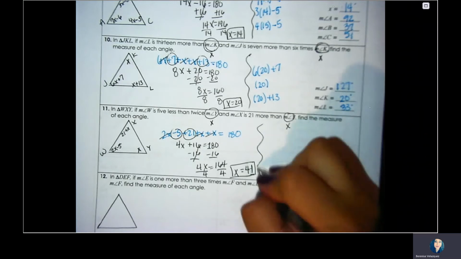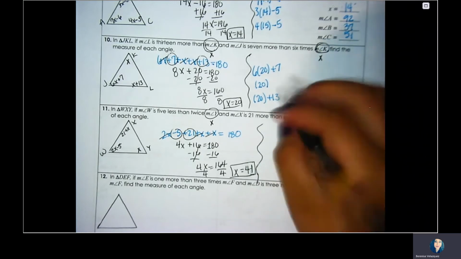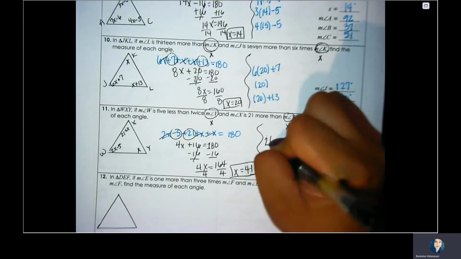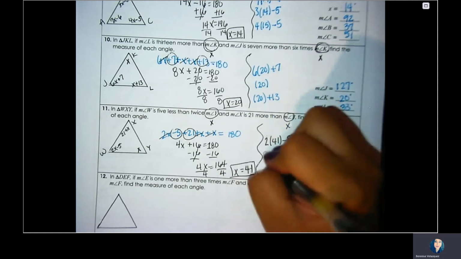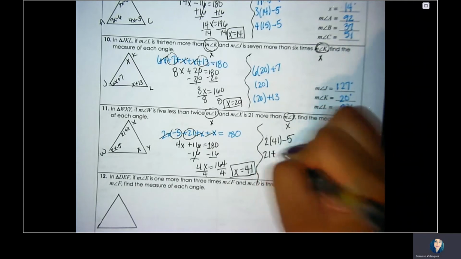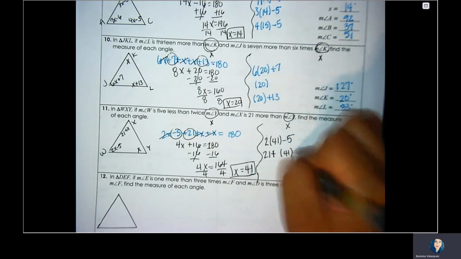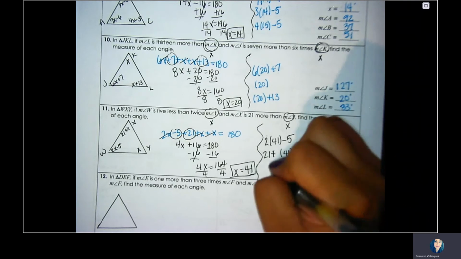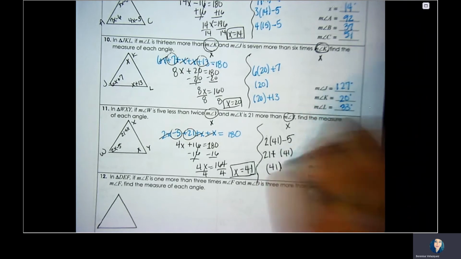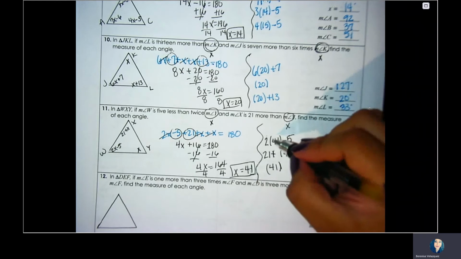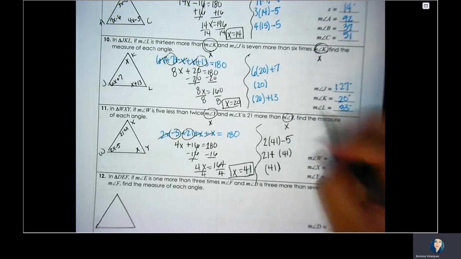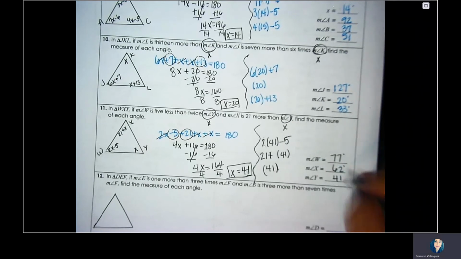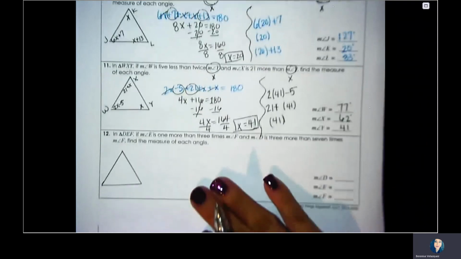Okay, so now that we know our x value, to find W, you just plug it back in. So 2 parentheses 41 minus 5. To find x, it would be 21 plus, and then it would be the 41. And then y is just going to be the 41. Okay, so that would be 82 minus 5, so it's going to be 77. This one would be 2662. And the last one is just 41. And again, you could just type them into the calculator to get your answers.